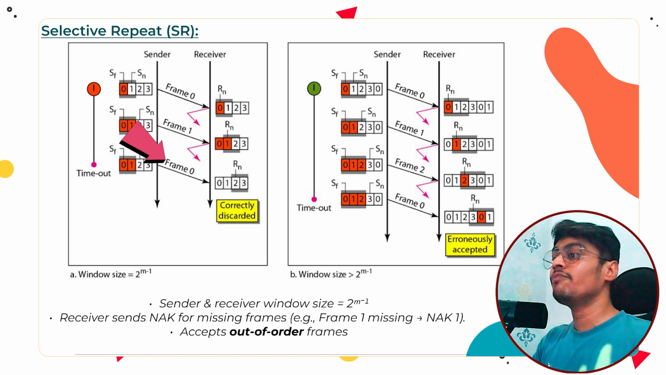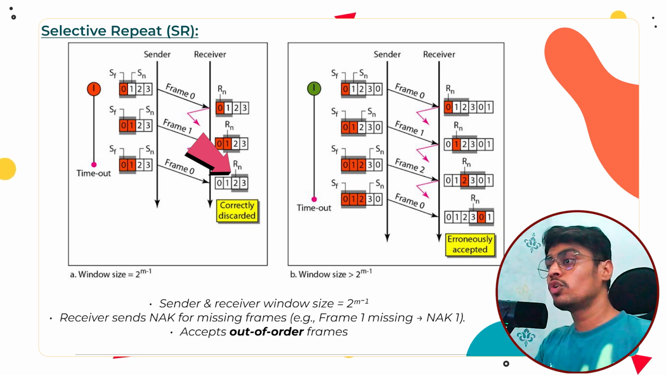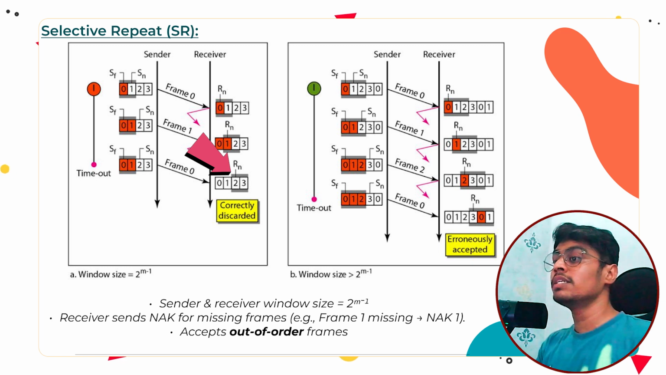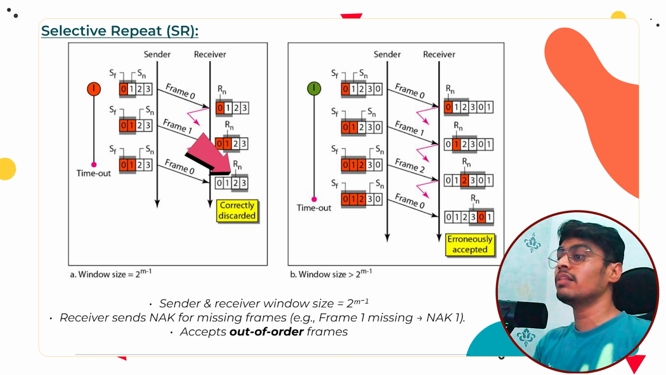The sender will send frame 0 again, but where is the receiver now? The window has moved to frame 2 and 3. The receiver says, I want frame 2 and 3. Why are you sending frame 0? From this, the receiver can understand that the acknowledgement was lost, so it will resend the acknowledgement.